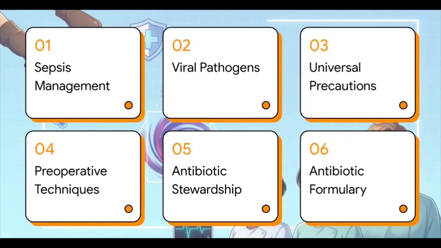Okay, let's look at our roadmap for today. We're going to move logically through 6 key areas, starting with sepsis management in bundles, then viral pathogens in surgery, universal precautions, preoperative and surgical techniques, antibiotic stewardship, and finally, antibiotic formulary profiles.